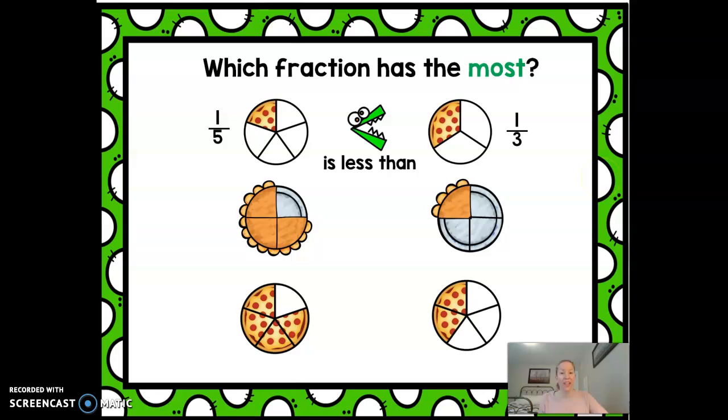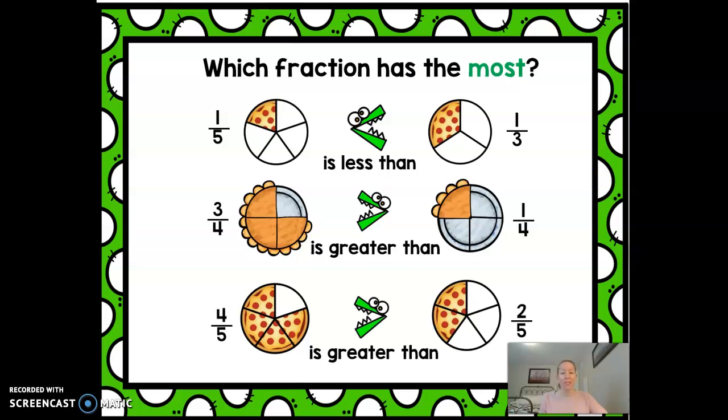So 1/5 is less than 1/3. 3/4 is greater than 1/4. And 4/5 is greater than 2/5.